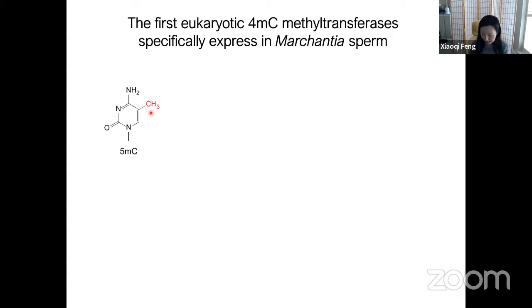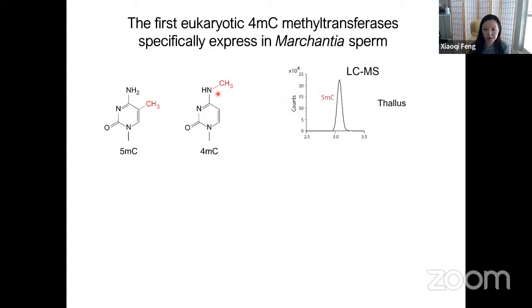The methylation I've been telling you about so far refers to methylation on the 5th carbon. There is actually another form of methylcytosine called 4mC, with the methyl group added to the 4th amino group. And 4mC is common among bacteria and archaea but has not been identified in eukaryotes. The two new enzymes we found in Marchantia sperm have the catalytic domain of 4mC methyltransferases. So we performed LC-mass spec to confirm this.